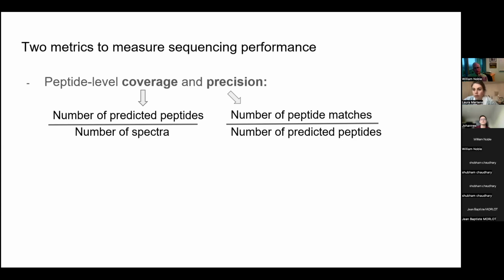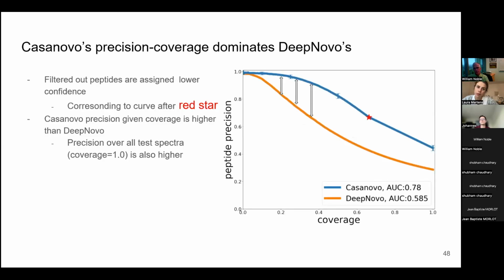So we can trace out a precision coverage curve by lowering our confidence threshold, the score that the method outputs, and making more and more predictions. So here's an example of a precision coverage curve. And we're comparing in this one Casanovo to DeepNovo, which was the previous best performing method. And what you can see is, obviously, precision starts out very high and then drops.